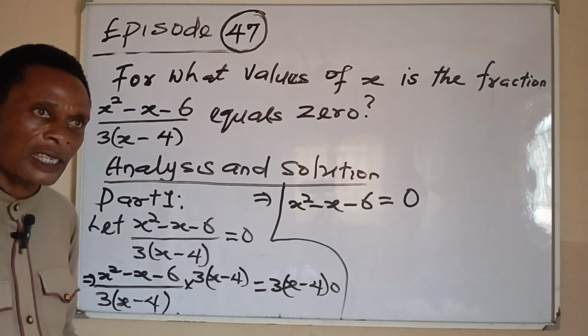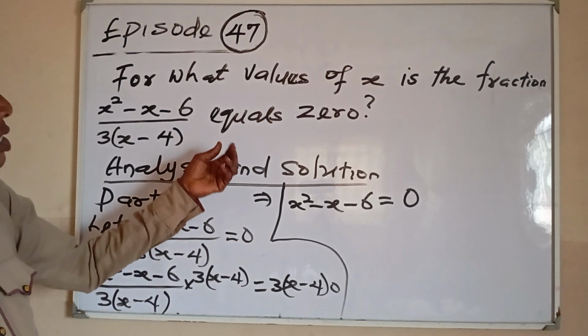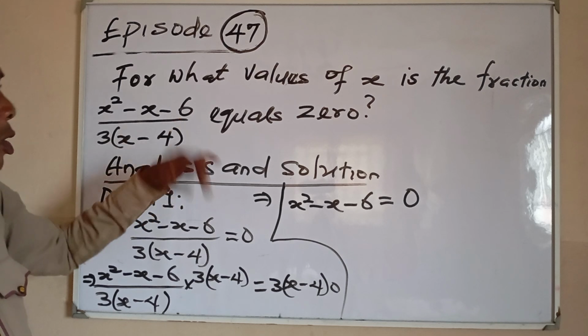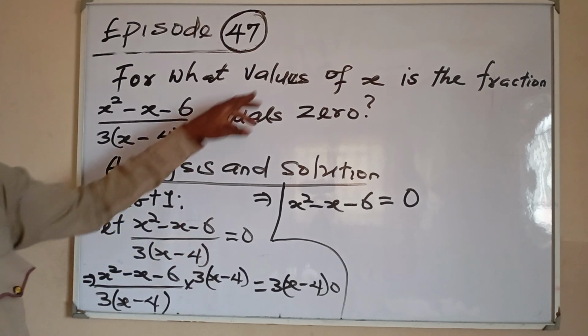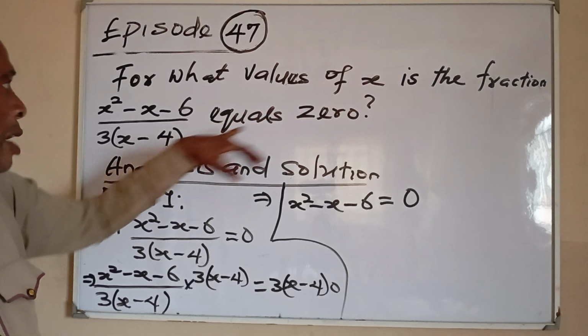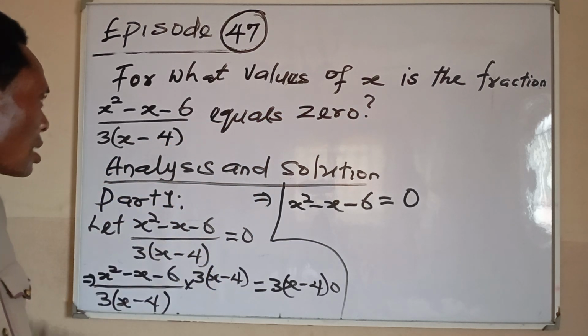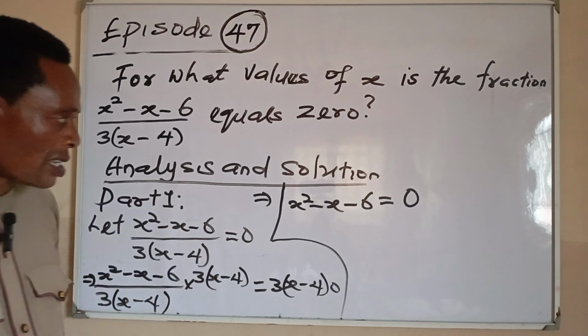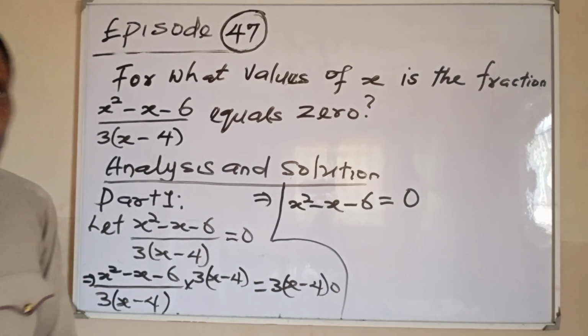That is how to start when a question like this is given, where you are expected to find the values of s for which the fraction equals 0. The question says, for what values of s is the fraction equal to 0. This is how you start it. So we start with what? Part 2. So thanks.